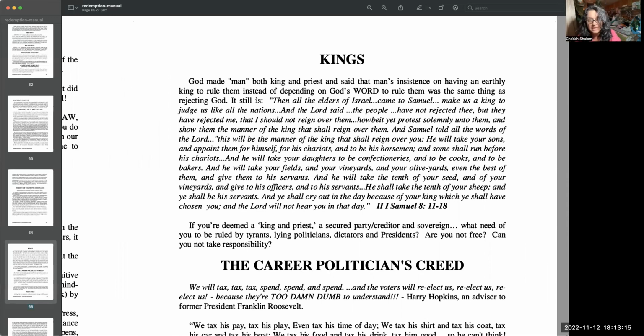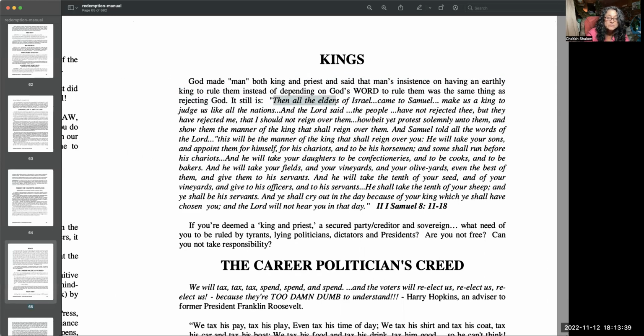God made man both king and priest, and said that man's insistence on having an earthly king to rule them, instead of depending on God's word to rule them, was the same thing as rejecting God. It still is.